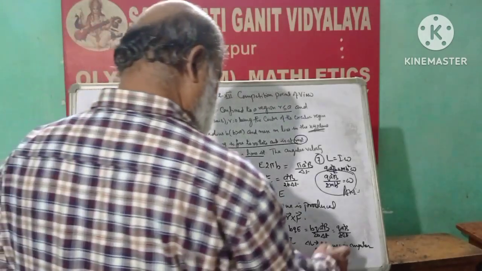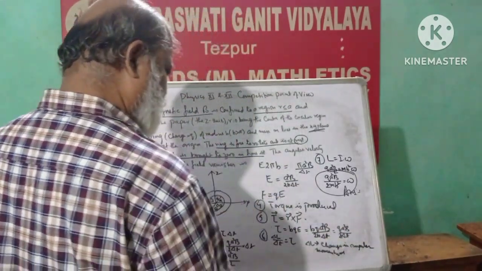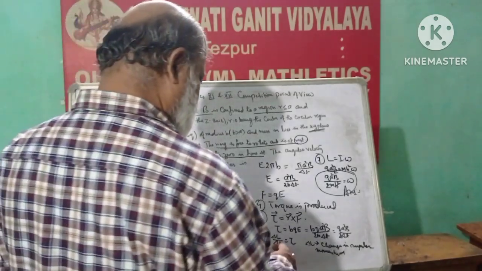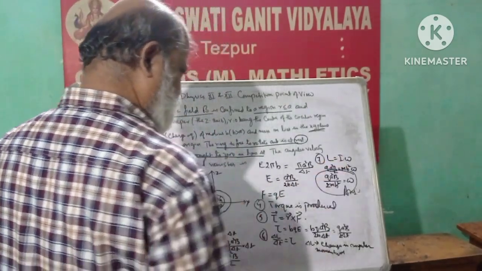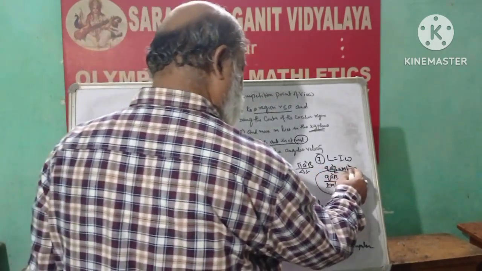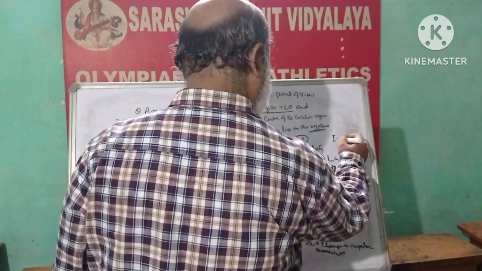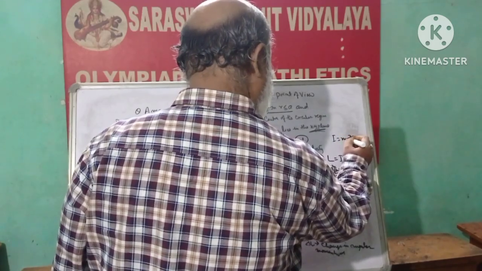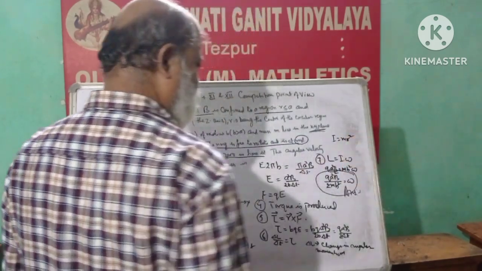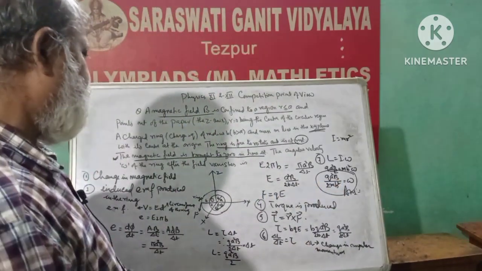B cancels out, so this will be torque, that is the change in angular momentum. Here this will be q a square b by 2 m r square, because m r square is the moment of inertia. So here now it is okay. So this is your answer.